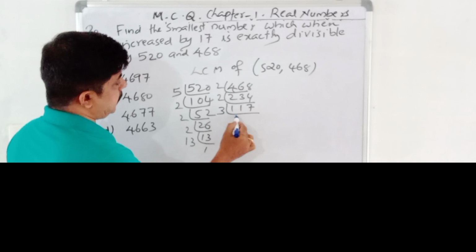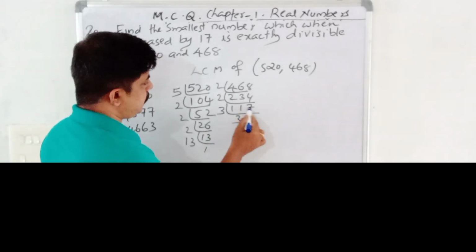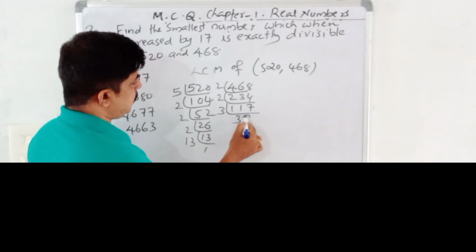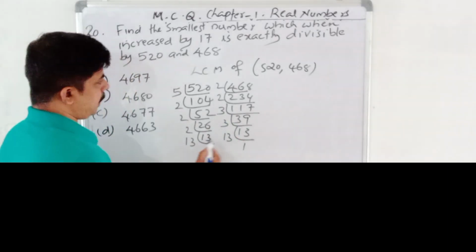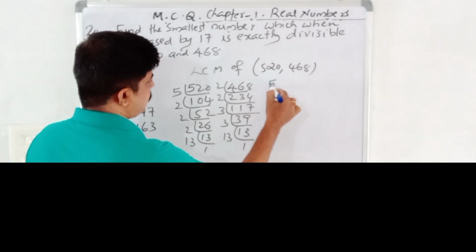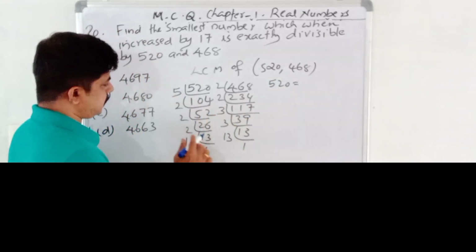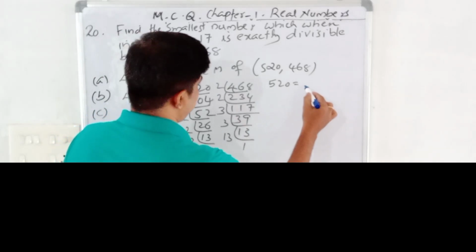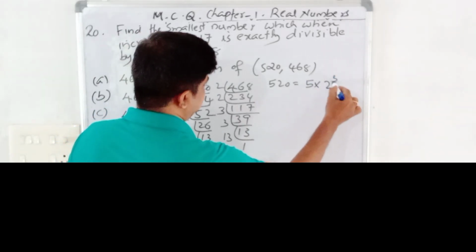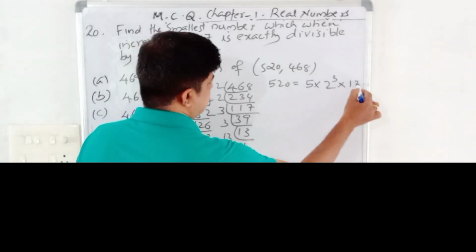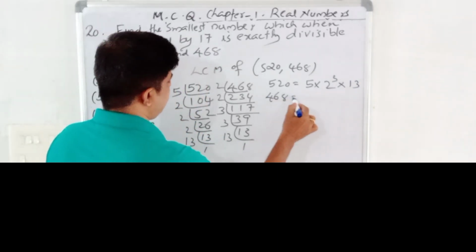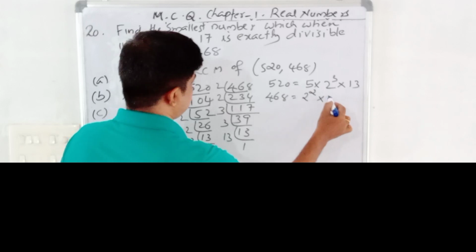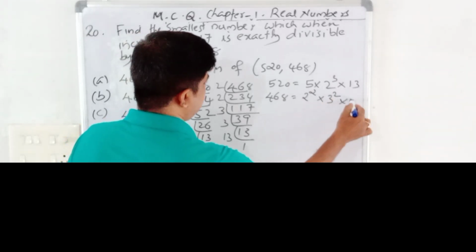It will be divisible by 3. 3 3s are 9, 27, we have 3 9s are 27. This is divisible by 3. 13 is the prime factor in both the numbers. We have therefore 520 equal to, expressing in the exponential form, 5 into 2 raised to 3 into 13. Like this we have 468 equal to 2 squared into 3 squared into 13.